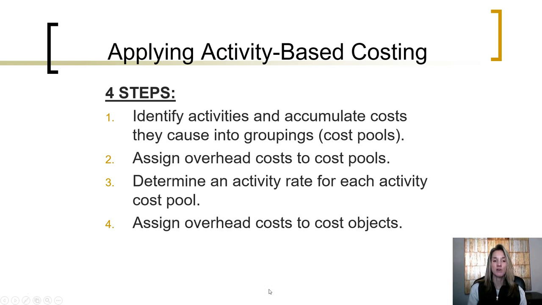To summarize, there are 4 steps to apply activity-based costing. First, identify the activities and accumulate the costs they cause into groupings, which we call cost pools. One cost pool for each activity. Then for each cost pool, we will assign overhead costs to the cost pools. And then we determine an activity rate or a predetermined overhead rate for each activity. Once we have a predetermined overhead rate, we assign those costs to the cost objects.